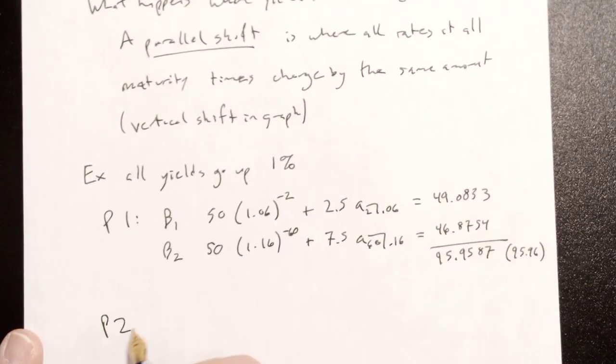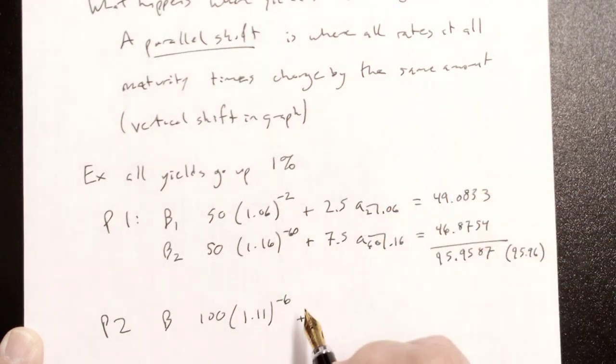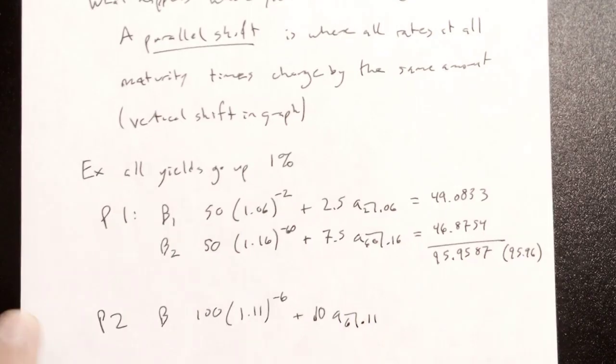Portfolio 2 was a single bond with face value of 100. It was originally at 10%. It'll now be at 11%. It had 6 coupons. It still has a coupon rate of 10%, but a yield rate of 11%. Present value on that portfolio. Well, single bond.